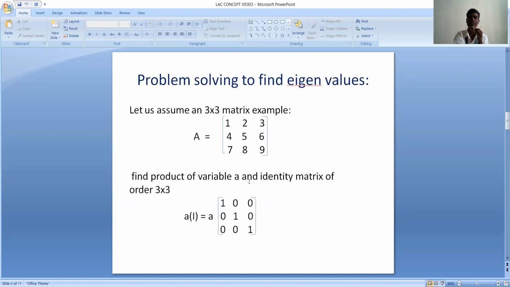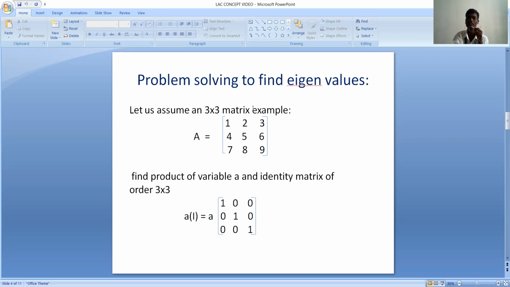I am taking an example of a 3 by 3 matrix, A, where the first row contains 1, 2, 3, the second row contains 4, 5, 6, and the third row contains 7, 8, 9. First, find the product of the variable a and the identity matrix of order 3 by 3. In the formula, we have capital A minus small a into the identity matrix.